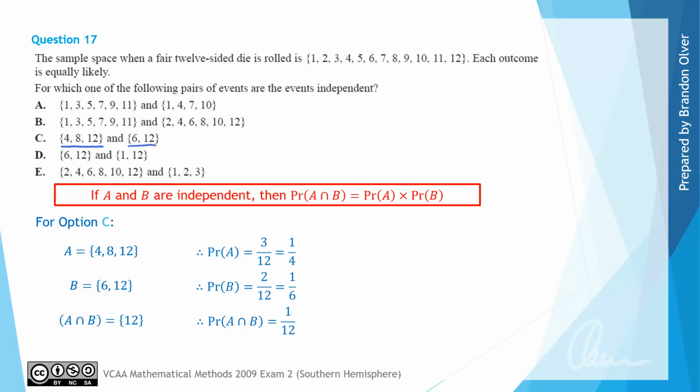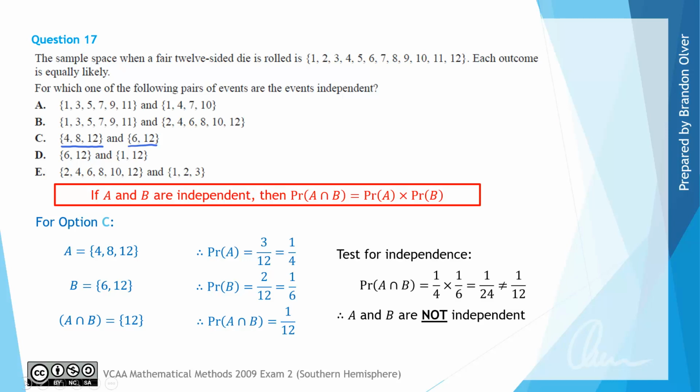For C, if we do exactly the same thing, we're going to let event A be 4, 8, 12. Event B is just going to be 6, 12, and the intersection of those two things, so the things that they both have in common, is just the object 12. So the probability of A is 3 out of 12, which is 1/4. The probability of B is 2 out of 12, which is 1/6. And the probability of A intersecting B is 1 outcome out of 12. And then we do our test for independence, and we go a quarter times 1 on 6 equals 1 on 24, which does not equal 1 on 12. So these two events are not independent.